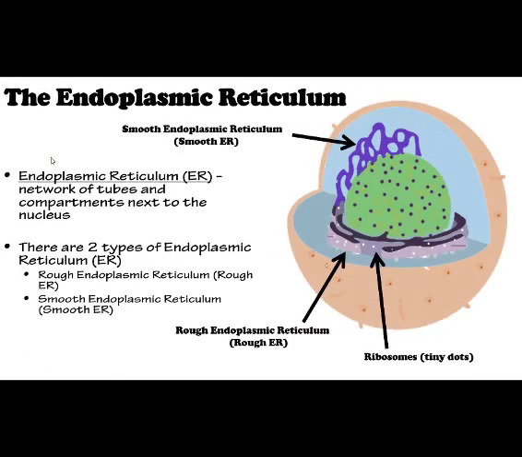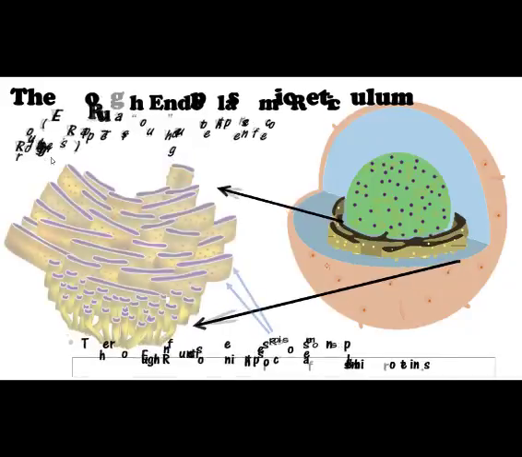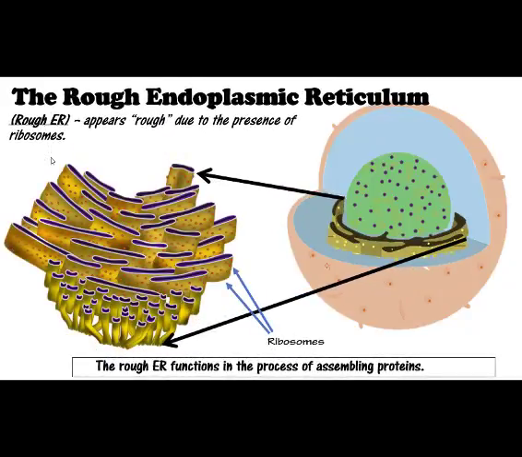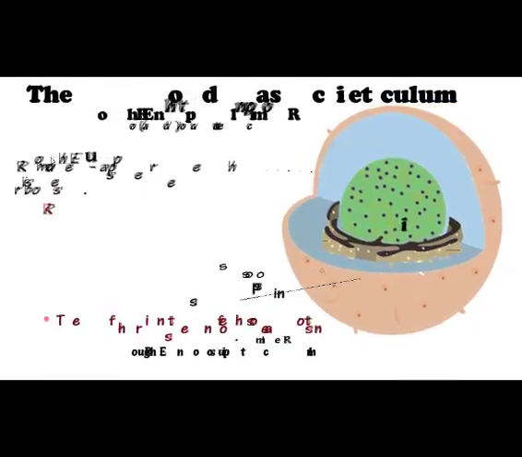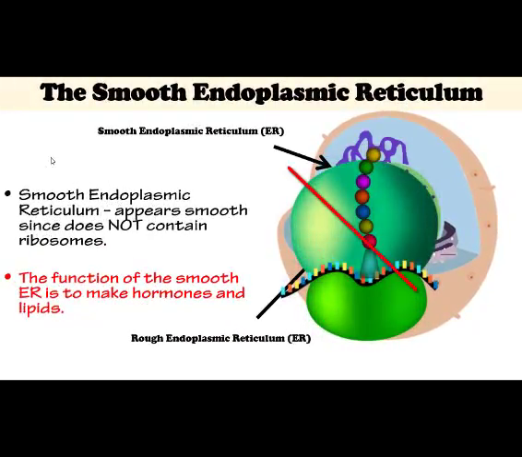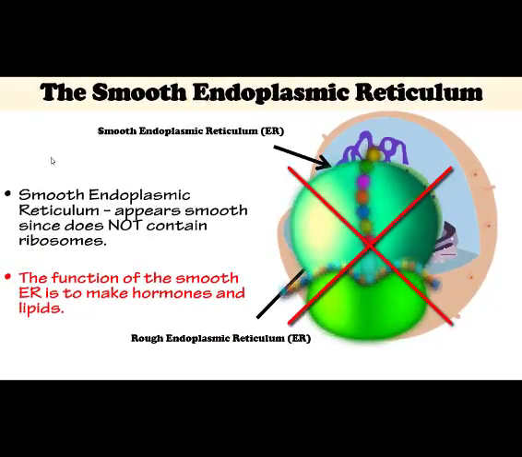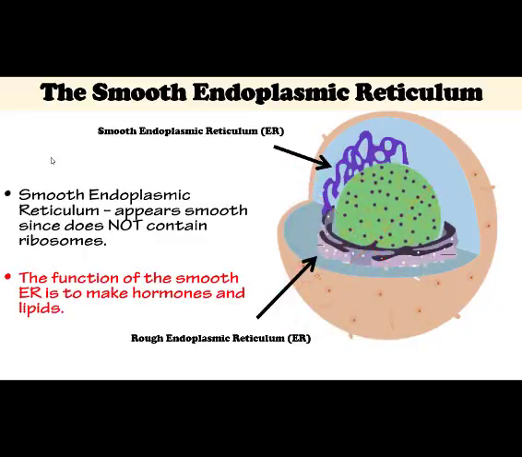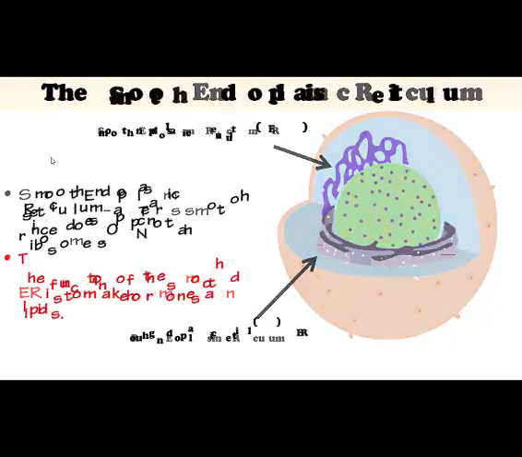The endoplasmic reticulum is a network of tubes and compartments next to the nucleus. There are two types of endoplasmic reticulum, the smooth ER and the rough ER. The rough ER appears rough due to the presence of ribosomes. The rough ER functions in the process of assembling proteins. The smooth endoplasmic reticulum appears smooth because it does not contain ribosomes. The function of the smooth ER is to make hormones and lipids.